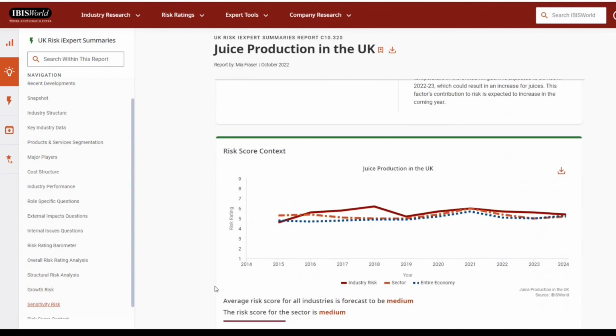The final graph shows the evolution of the risk score over time, with the dots at the end being the current risk scores.